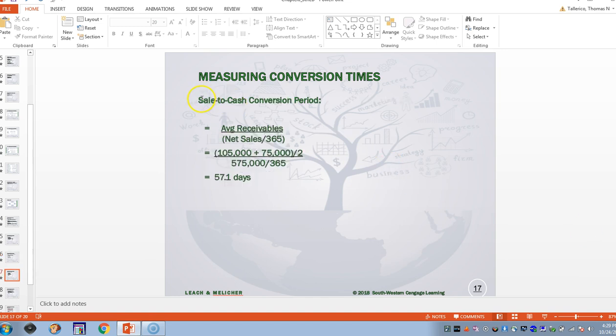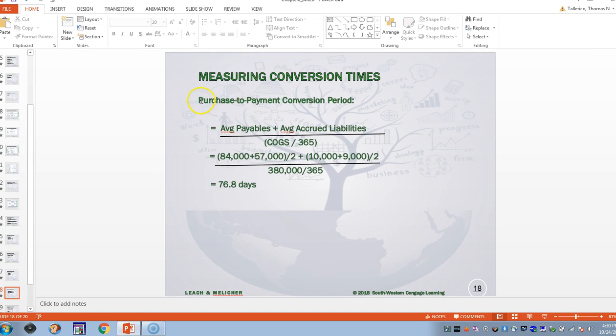All right, next ratio is the sales to cash conversion. So this is ratio number 2, right? I take my average receivables off my balance sheet and take my net sales off of my income statement, which is right up on top, and divide them out, right? You notice the average receivables are for 2 years here, divided by 2. And here's my net sales and the sales to cash conversion period. So from the moment I make a sale to when the money comes in the door, it takes 57.1 days. Okay? That's my sales to cash conversion period.